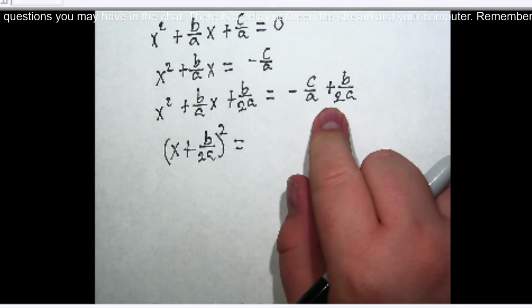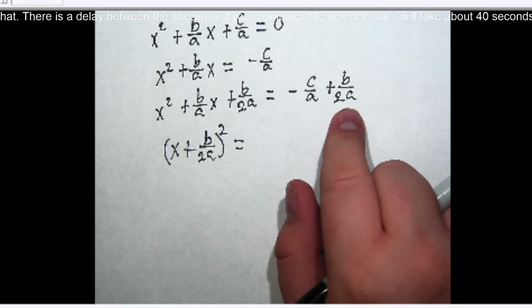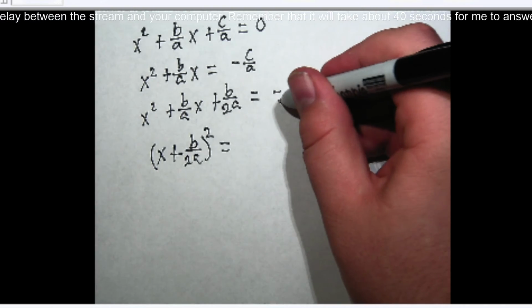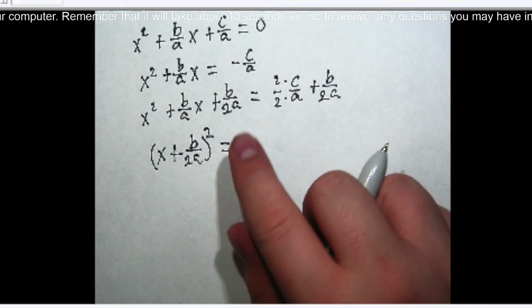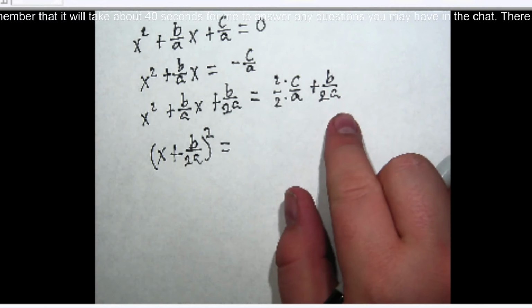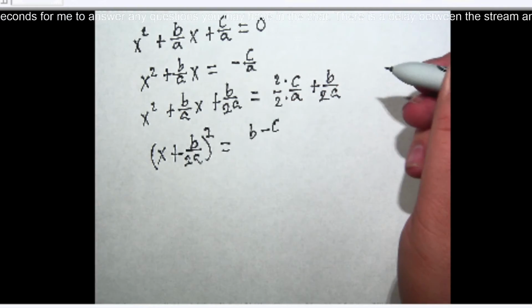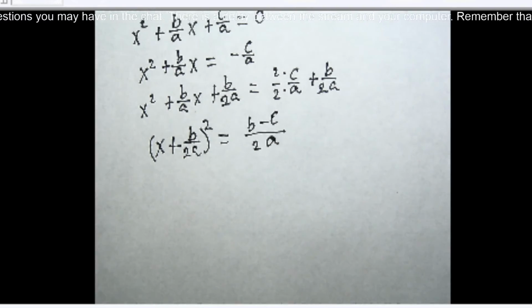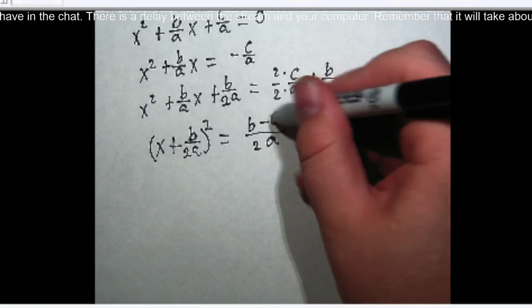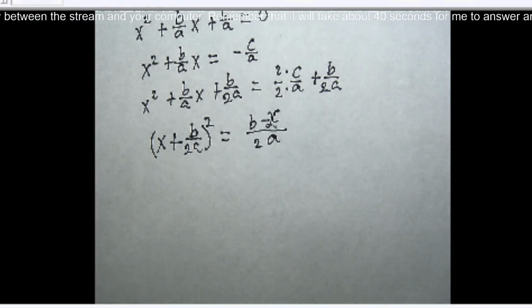We need to add these together. Well, they need to have like common denominators, right? So we'll multiply the bottom by 2 to make both of these 2a. Combining that, we get b minus c all over 2 times a. I'm sorry, b minus 2c. Still with me? Okay, don't need to be, just showing it for your benefit.